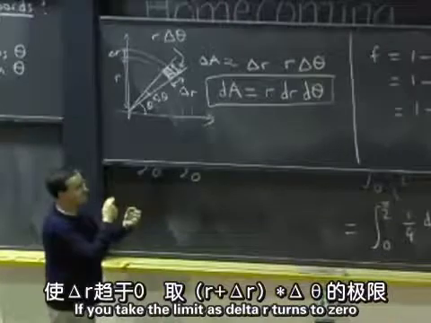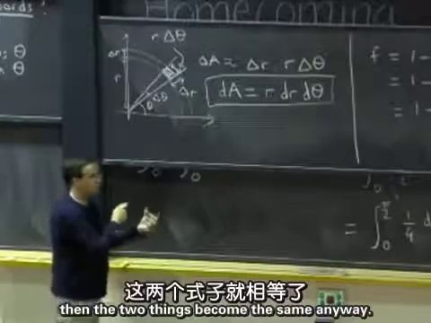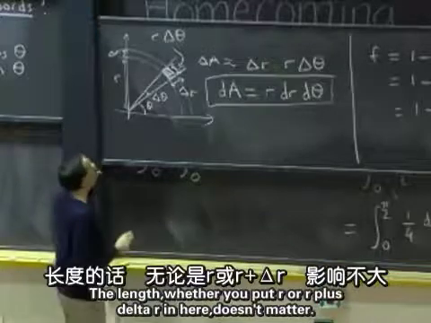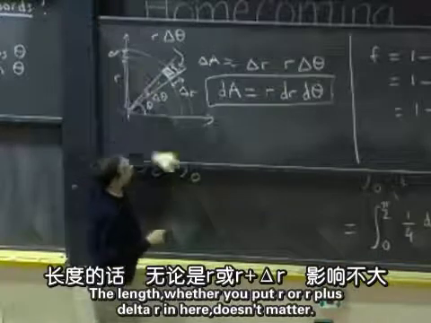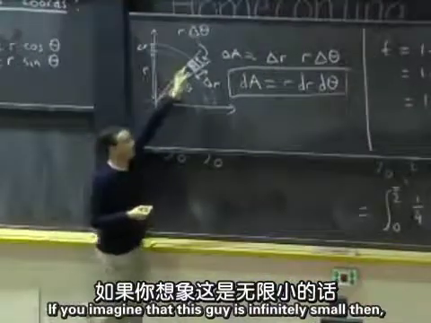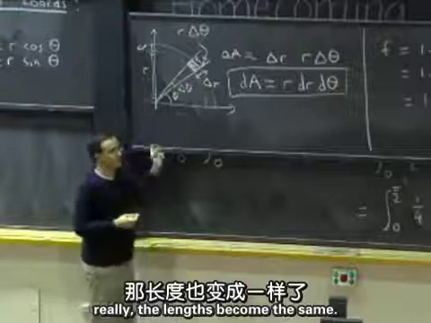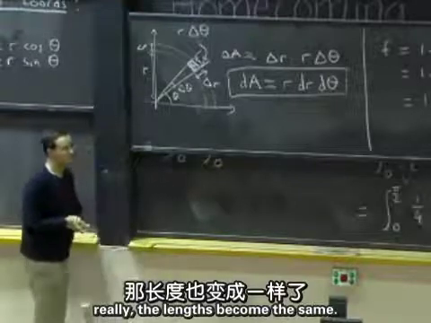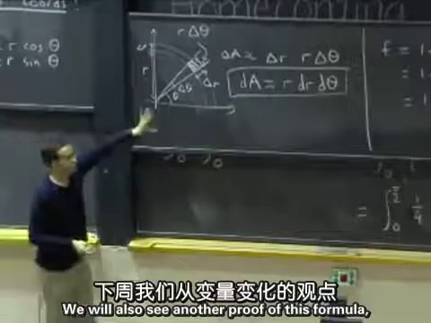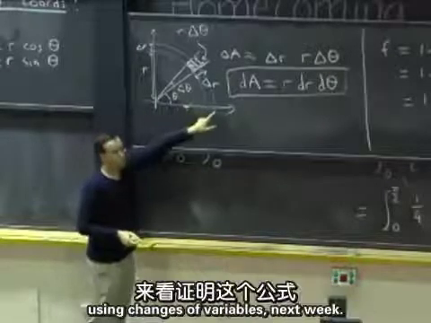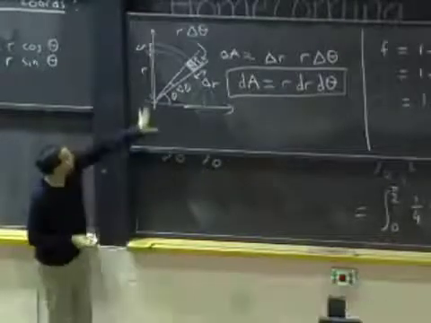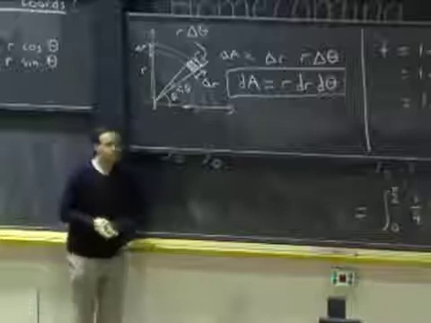If you take the limit as delta r tends to 0, then the two things become the same anyway. Okay? Whether you put r or r plus delta r in here doesn't matter anymore. If you imagine that this guy is infinitely small, then really the lengths become the same. Okay, we'll also see another proof of this formula using changes of variables next week. But hopefully this is at least slightly convincing.